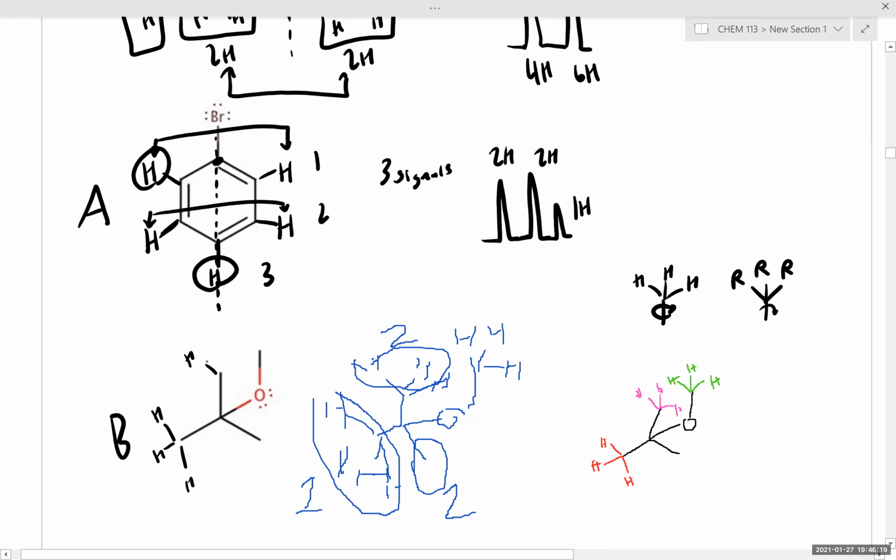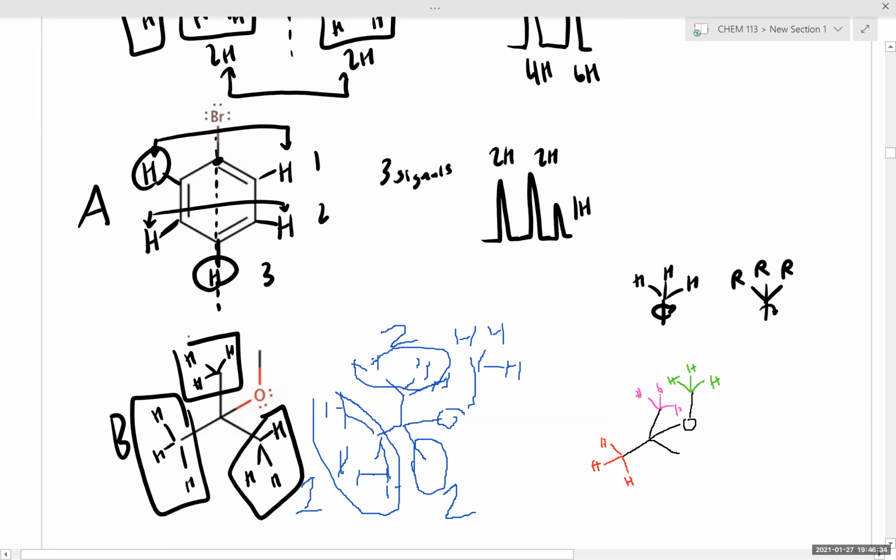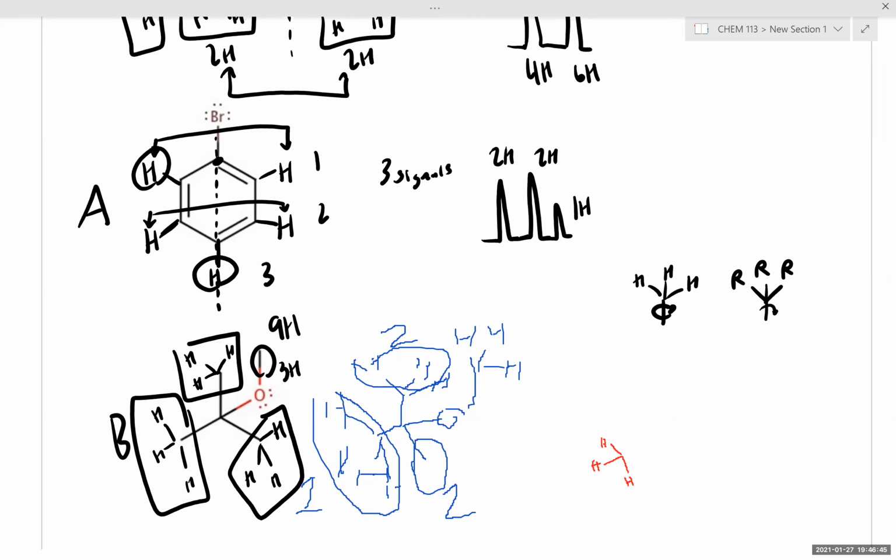are these methyl groups chemically equivalent? What do we think? Yes, exactly. So we have one signal that contains 9 protons. We have a 9 hydrogen signal, and then we have a 3 hydrogen signal. Does everyone see how we would only have 2 unique signals for this structure for the proton NMR?